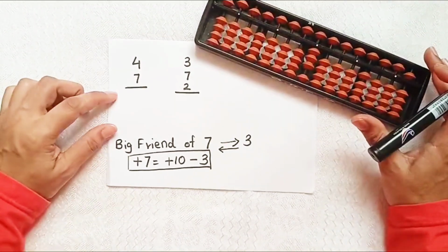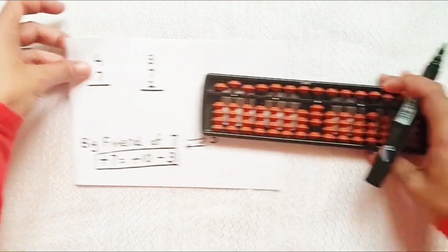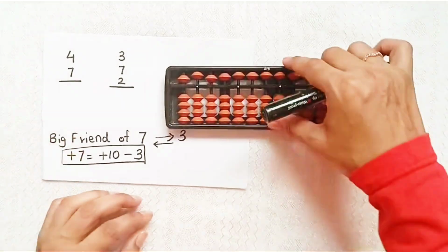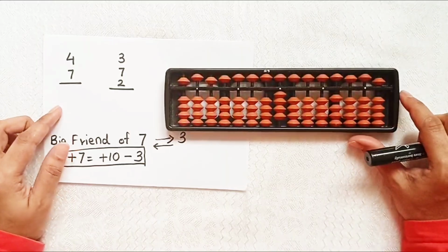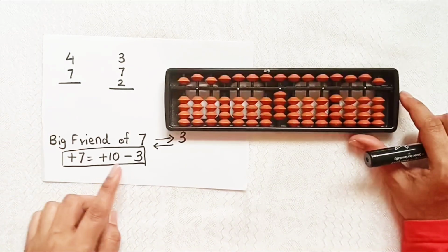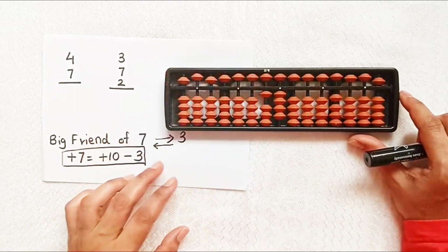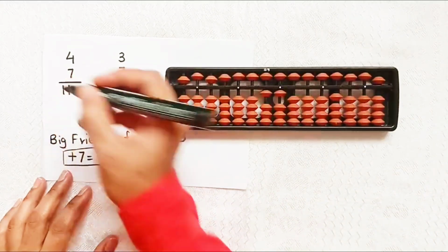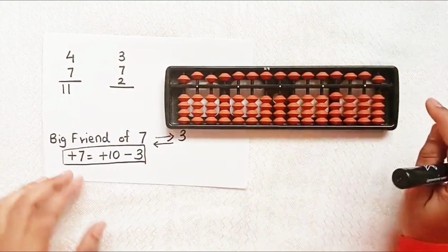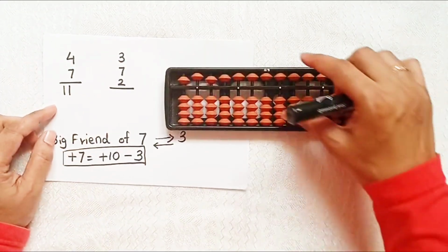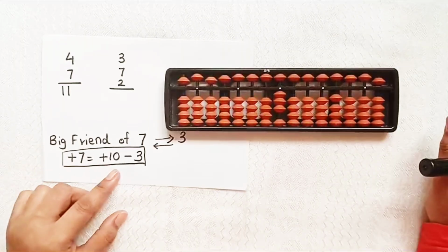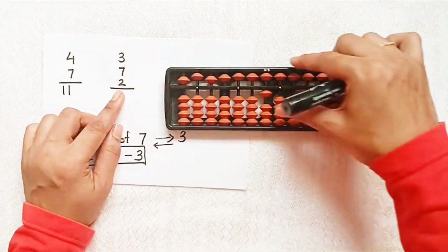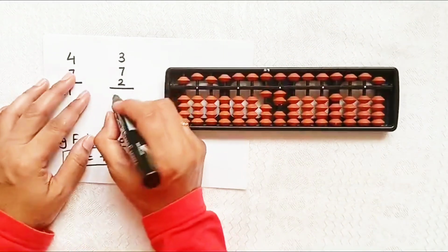Now let us solve these two questions based on this formula. First one, 4 add 7. How will I add 7? Add 7 is add the 10 less 3. So I add the 10 and less 3. So my answer is 11. Next one, 3 add 7. Add 10 less 3. Then add 2. So my answer is 12.